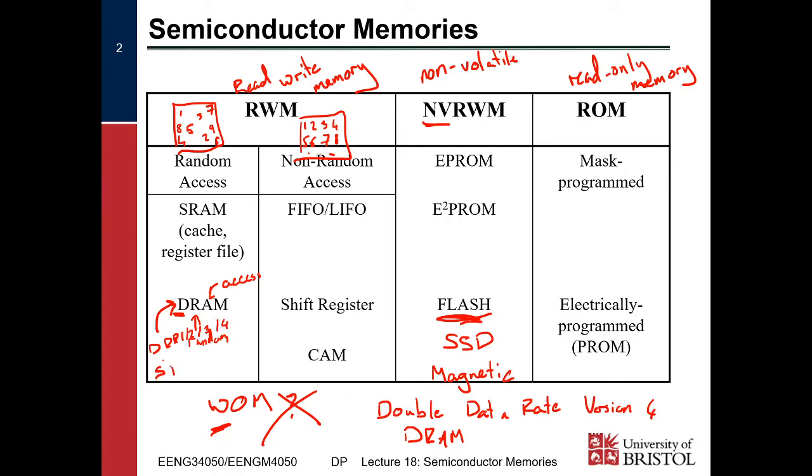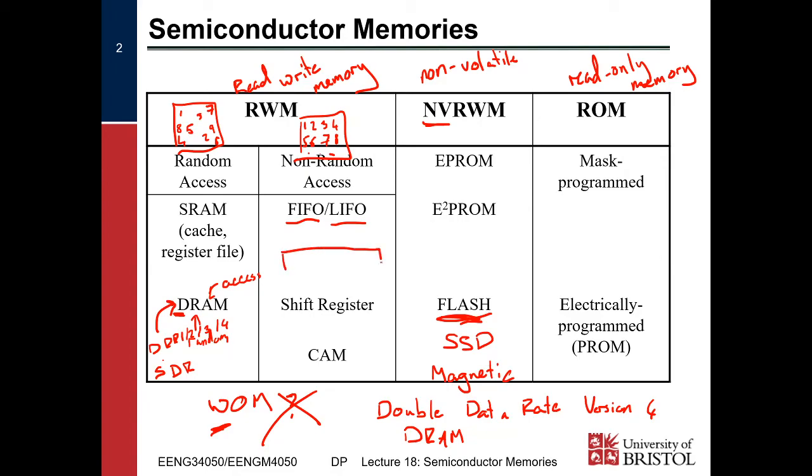There's also a form of DRAM called SDR, single data rate. And then you've got all other variations of it. But the individual cells on the memory are all the same style. It's just a matter of the exact input and output specification with that. For the non-random access, the easiest example is a FIFO or a LIFO.